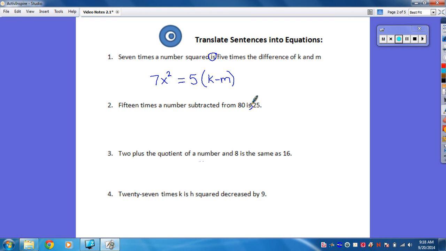Okay, number 2, 15 times a number subtracted from 80 is 25. Again, I'm going to circle the word is. That indicates where my equal sign is going to go. So on the left side, we have 15 times a number subtracted from 80. Okay, 15 times some number that I don't know. And if that is being subtracted from 80, okay, it means I'm going to take 80 and then subtract the 15x. Okay, and we know that is or equals 25. So what I'm going to have you go ahead and do here is pause now and try 3 and 4, and then you can come back and check your answers.